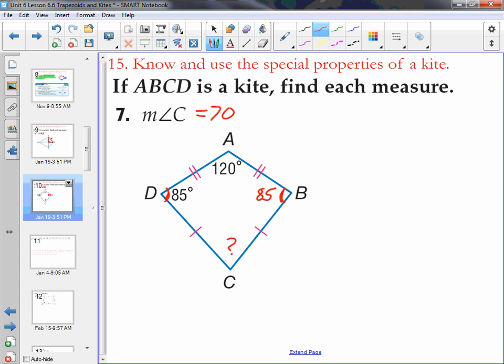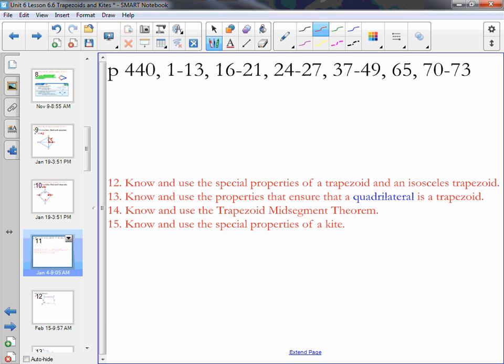Wow, and I was afraid we weren't going to get to the homework. So on page 440, let's do 1 through 13, 16 through 21, 24 through 27, 37 through 49, 65, and 70 through 73.